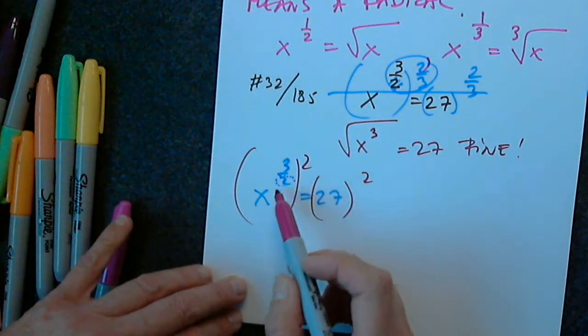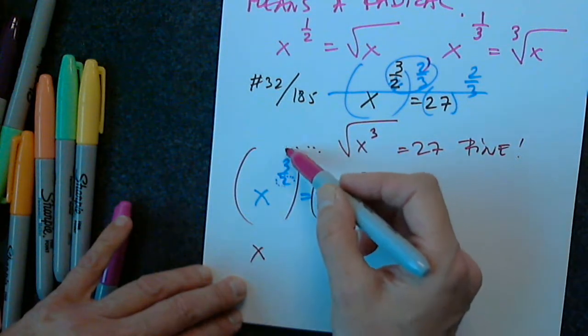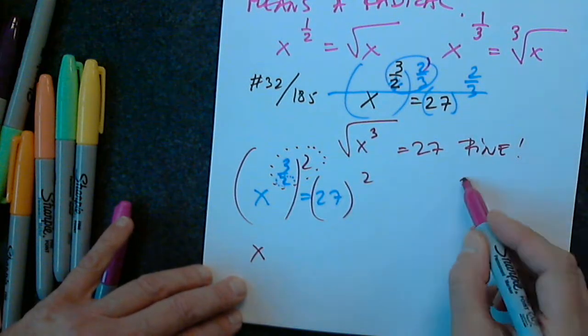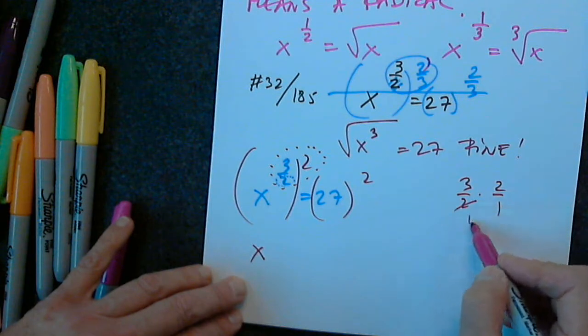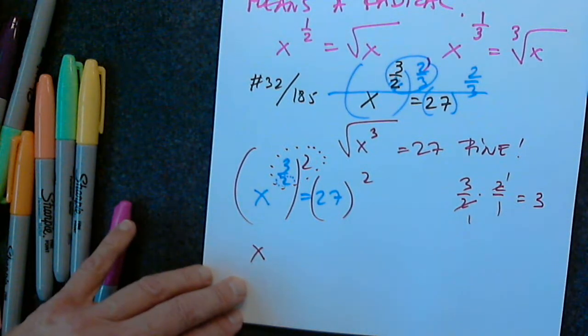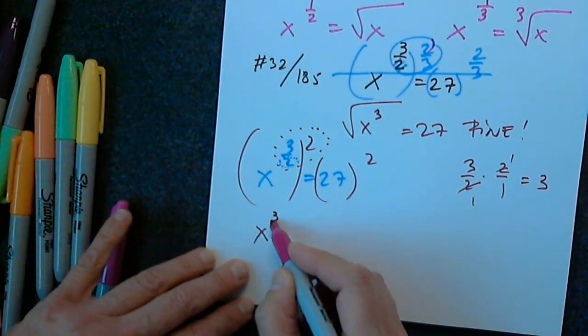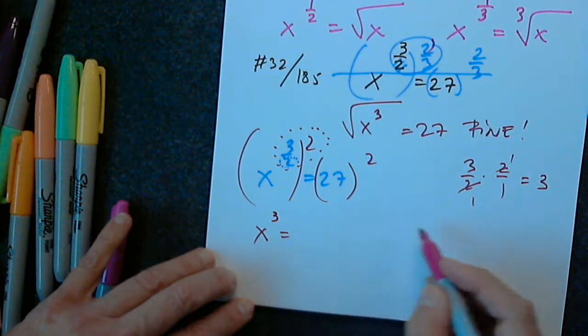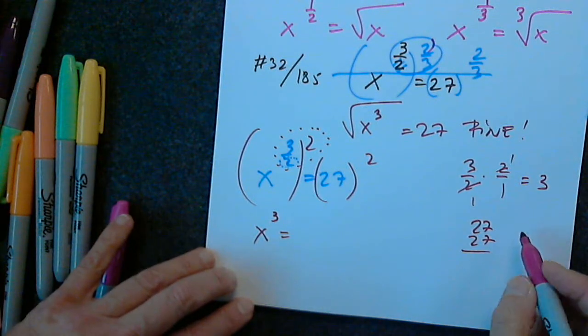Okay, so then copy the base, and remember the process is to multiply the exponents. 3/2 times 2/1 is 3. That's why we multiplied. We took both sides to the third power. So then we have x to the third equals 27 squared. So can anyone give me 27 squared?